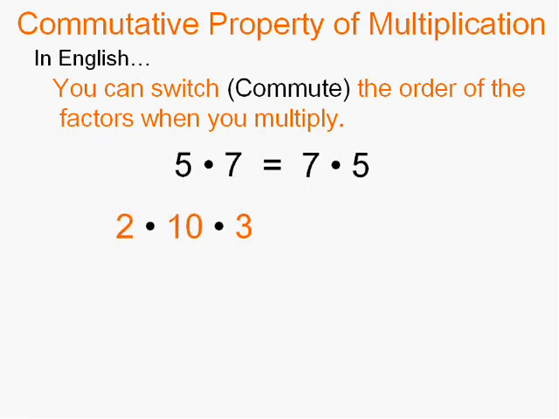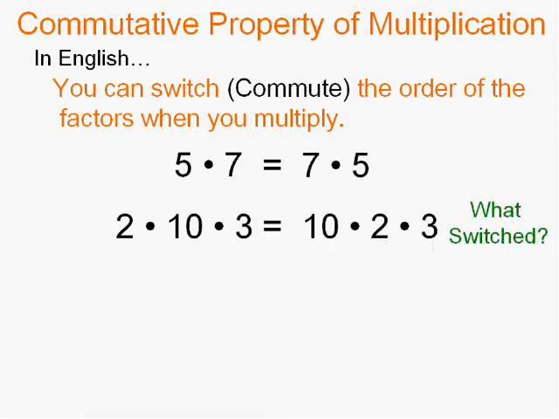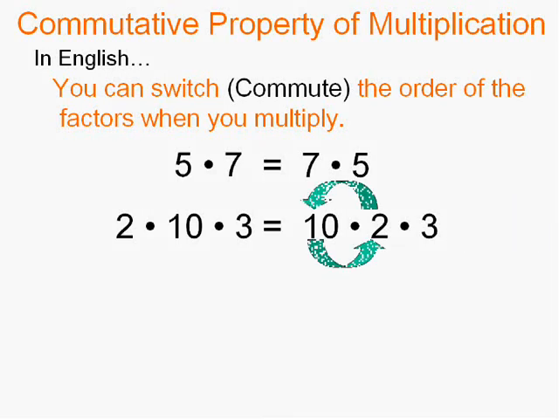Ooh, this has 3 things. 2 times 10 times 3, order doesn't count, is the same as 10 times 2 times 3. Note I switched the 10 and the 2. You don't have to switch everybody. As long as you switch anything, the reason is to switch the order is a commutative property. See that we flip those?